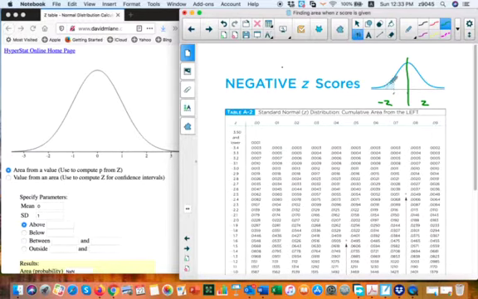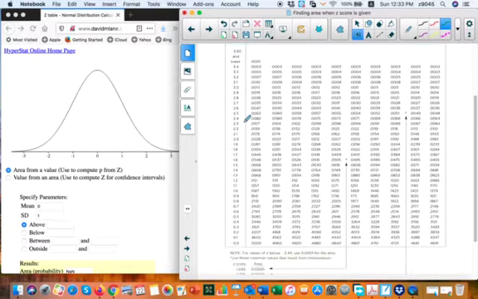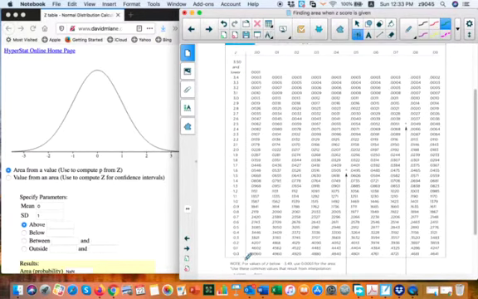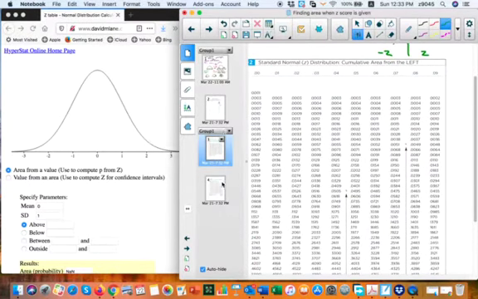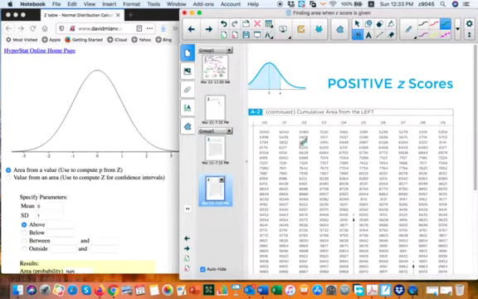When we have the area given only for the left part, all the probabilities for the negative z-scores are between 0 and 0.5. And on the next page, where we have the positive z-scores, all the areas are lying from 0.5 till 1. So from 0.5 till 1, all the probabilities are included here.